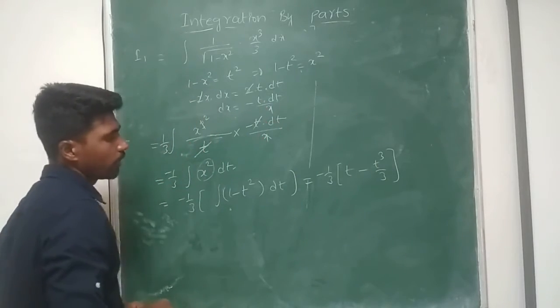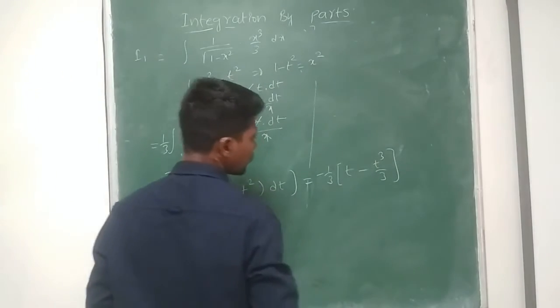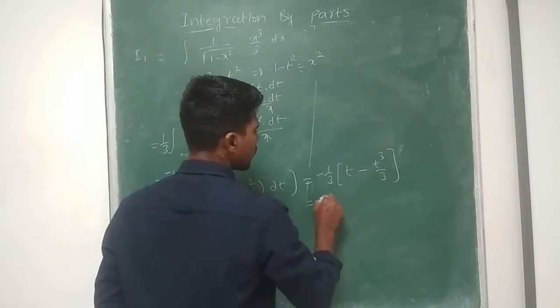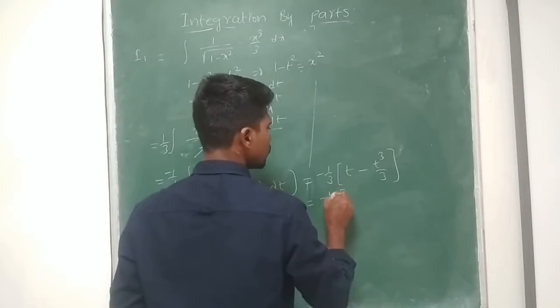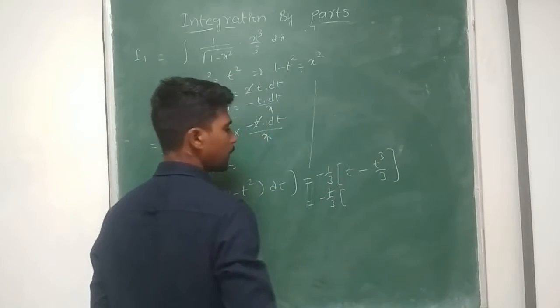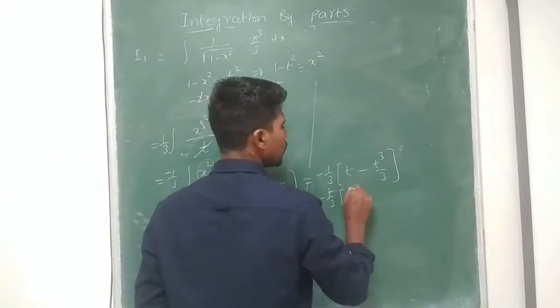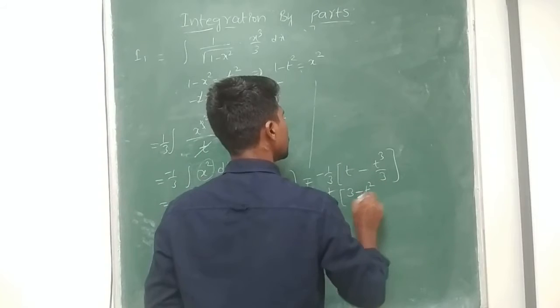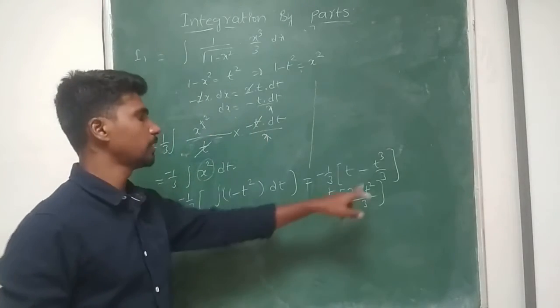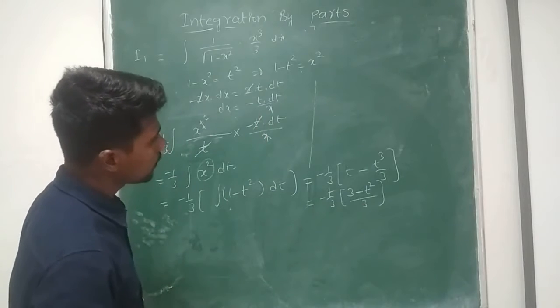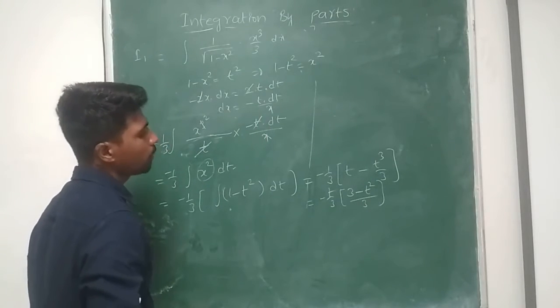Okay, so in these two I can take t common. If I take t common, I get minus 1 by 3 into t taken common, so I write it as minus t by 3 into (3 minus t square) by 3. I took 3 as the LCM inside. Now 3 minus t square.